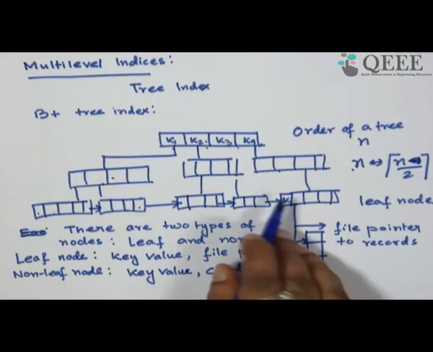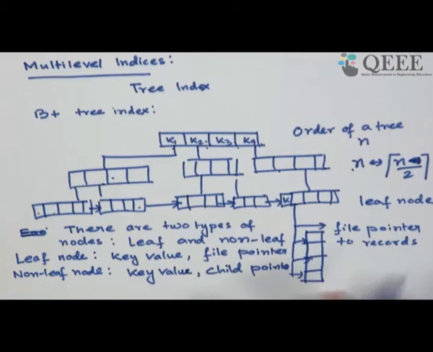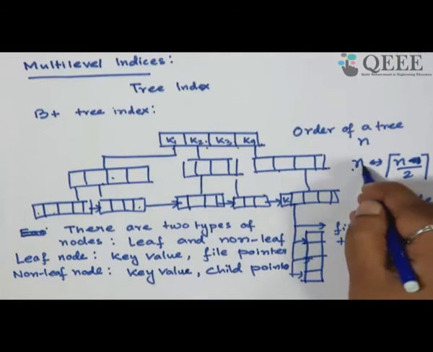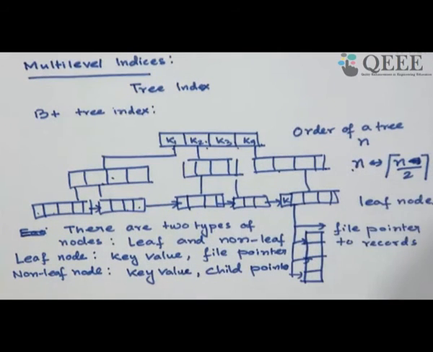So if any node becomes more than that, you split it into two. The moment it exceeds n plus 1, you make it n by 2 and n minus 1 by 2. You split it. So this way you keep the tree balanced.